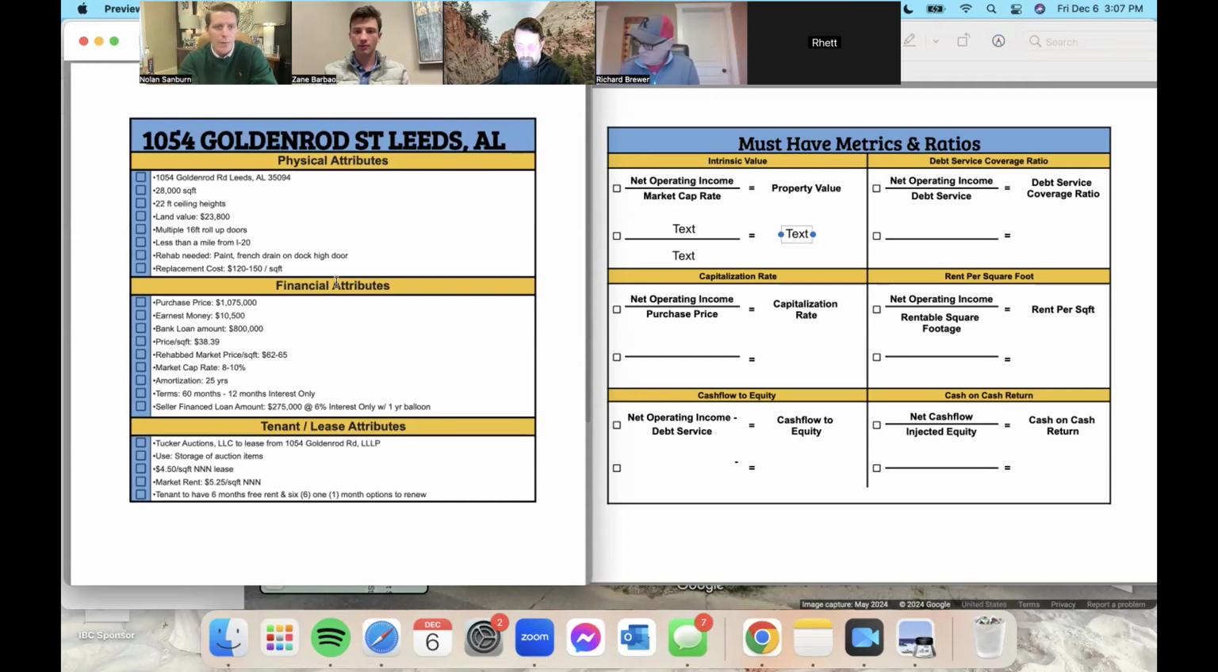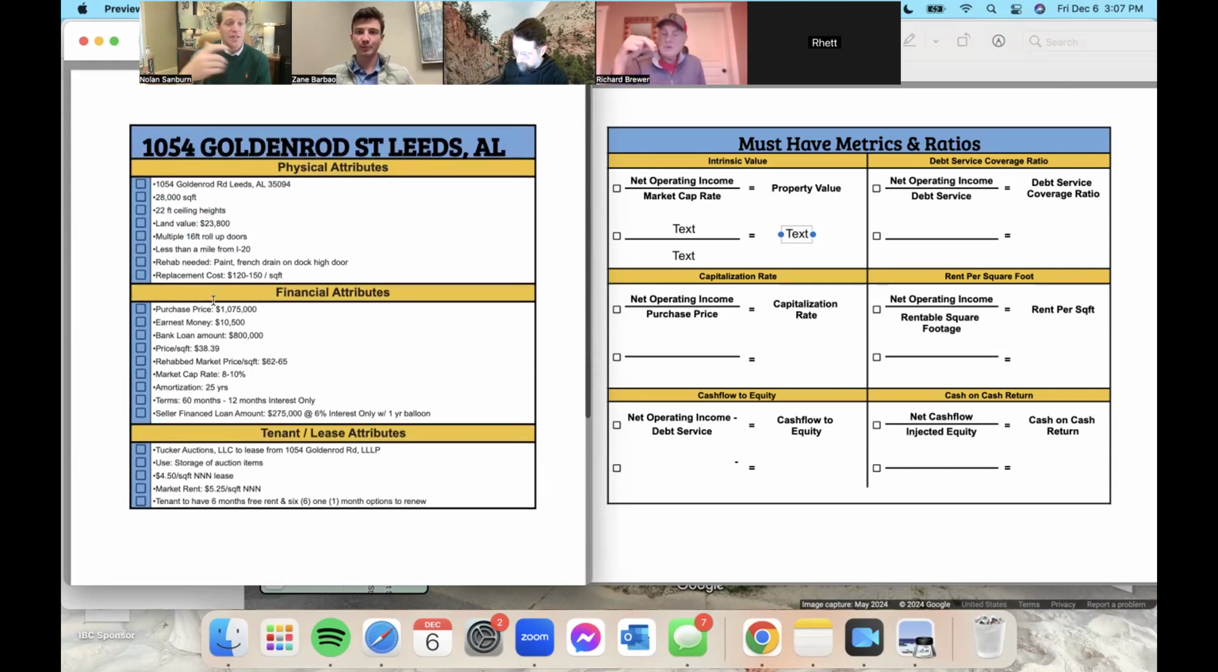Well, let's take a step back first and think about the physical attributes we need. This building is 28,000 square feet, which fits within our 10 to 40,000 feet, so 1-for-1. It's got a 22-foot clear height, so 2-for-2, we need at least 16 feet. The land really isn't important. It's got two 16-foot roll-up doors, so it checks the multiple roll-up door box. It's less than a mile off the highway from I-20. Leeds is 15 miles east of Birmingham, headed in the direction of Atlanta.